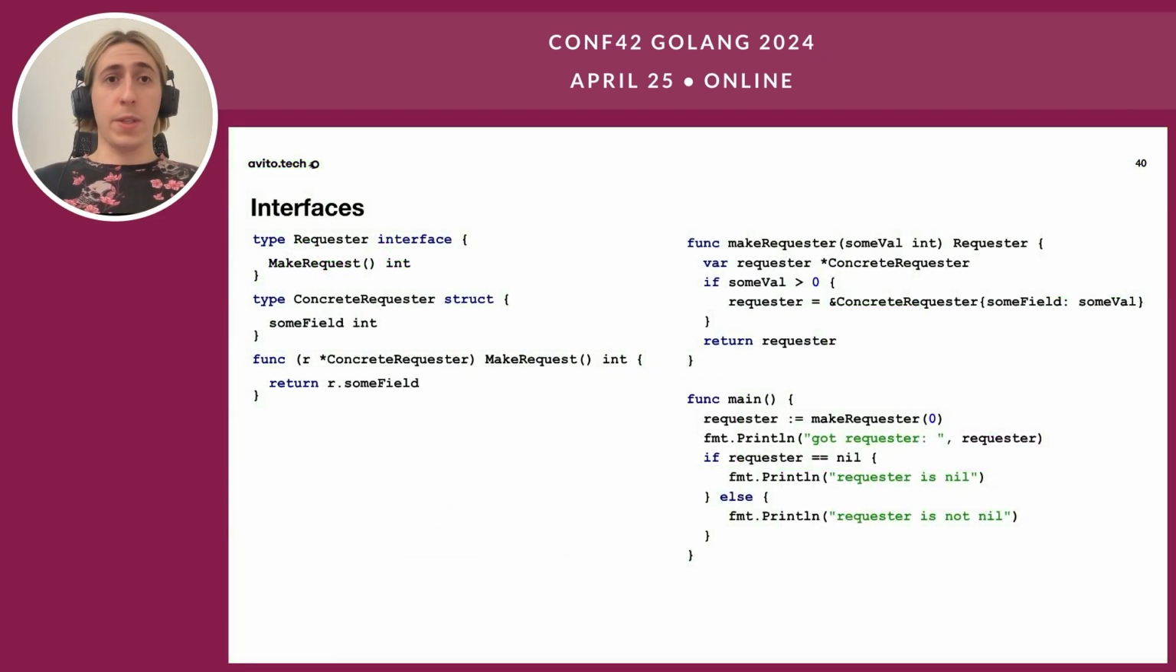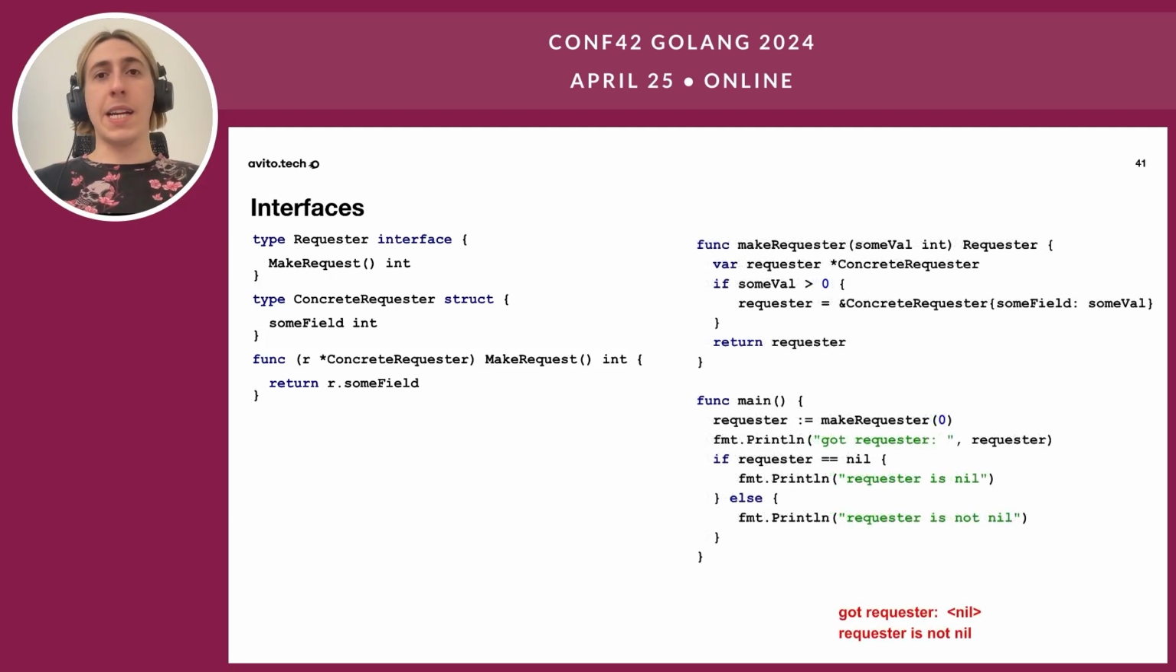Here we see the requester interface and the concrete requester type, which implements the makeRequest method of the interface. In addition to it, we see the makeRequester constructor with a return value of the interface type. And finally, we see main, in which the constructor is called and several prints occur. Unexpectedly, when starting, we get the following output: got requester nil and requester is not nil.